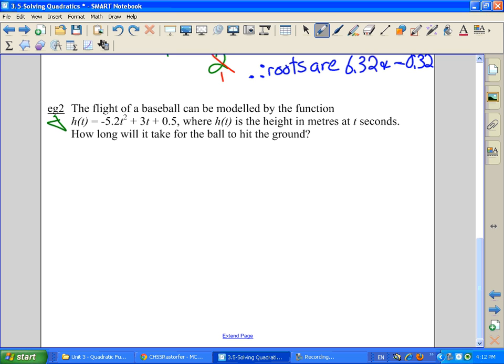Example 2. The flight of a baseball can be modeled by the function h of t with that equation, where h of t is the height in meters at t seconds. How long will it take for the ball to hit the ground? Well, the first thing I like to do is ask, what form is that quadratic given in? It's given in standard form. So what does that tell us initially? We know that the c value is 0.5, so my y-intercept equals 0.5. What does that tell me? That tells me the initial height of the ball.